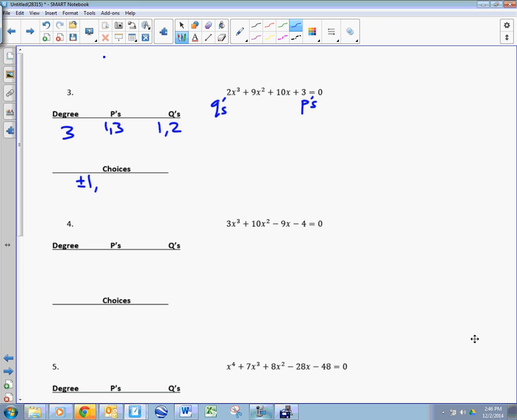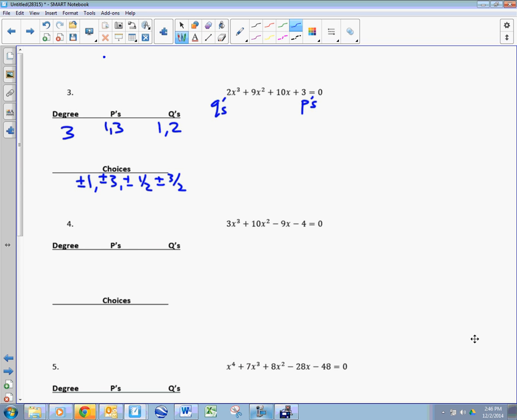But we got to see the rational roots theorem. So let's work this last one out. Choices plus or minus 1. What's another one? 3. You got to take, so Tyler, you got to take each P and divide it by each Q. So 1 over 1, 1 over 2, 3 over 1, 3 over 2. See them? Now, what do you want to plug in first?